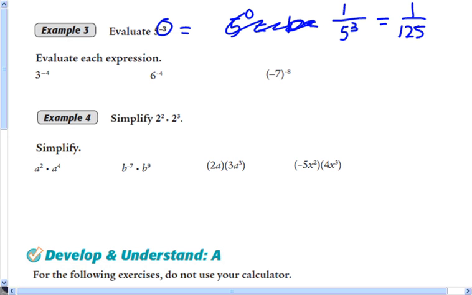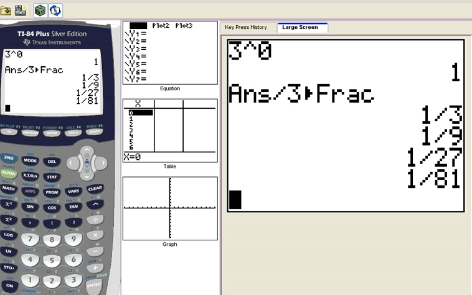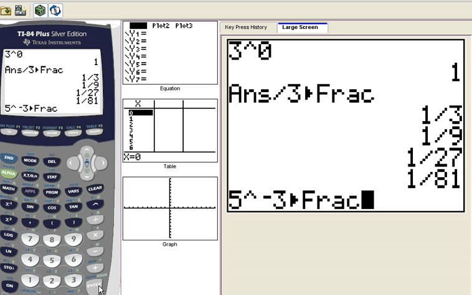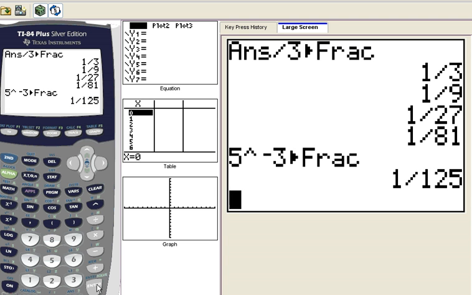So 5 to the negative third, I can rewrite as 1 over 5 to the third. And just to show you that that's true, I'm trying to find 5 to the negative third here. We can do it just by using my caret button. And then to turn that into a fraction, I do that, and there it is, 1 over 125.